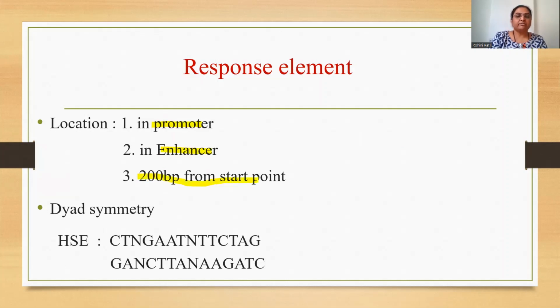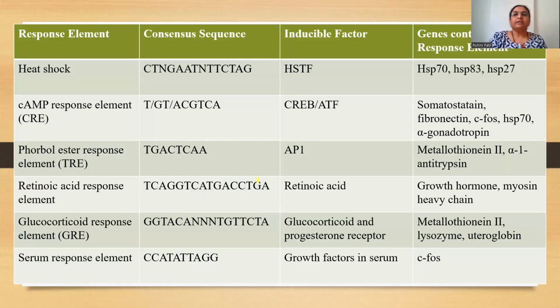And when you look at the response element, you can find that it has a dyad symmetry. That is, when you read from 3' to 5' or 5' to 3', the sequence is the same one; that is dyad symmetry. And to such sequences, the proteins or the activators which are going to bind are dimeric ones.